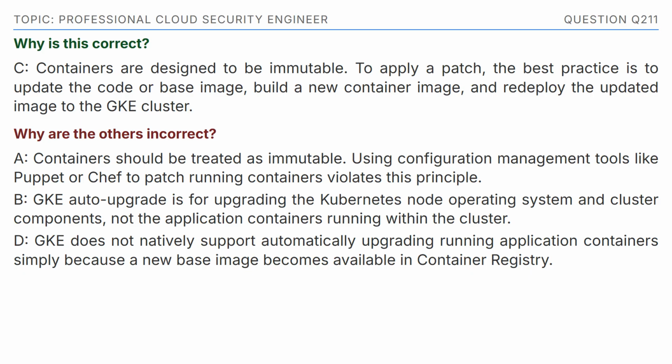Why are the others incorrect? A. Containers should be treated as immutable. Using configuration management tools like Puppet or Chef to patch running containers violates this principle. B. GKE auto upgrade is for upgrading the Kubernetes node operating system and cluster components, not the application containers running within the cluster. D. GKE does not natively support automatically upgrading running application containers simply because a new base image becomes available in Container Registry.